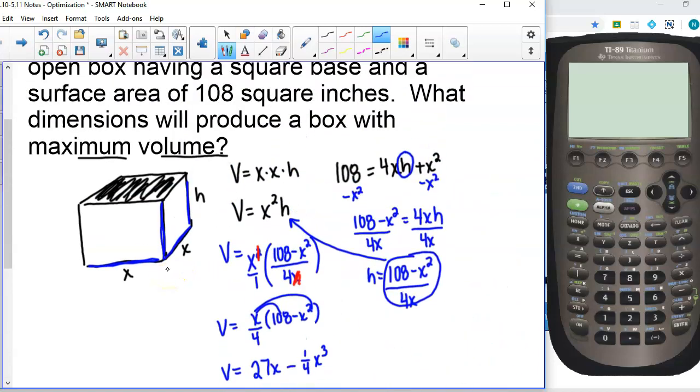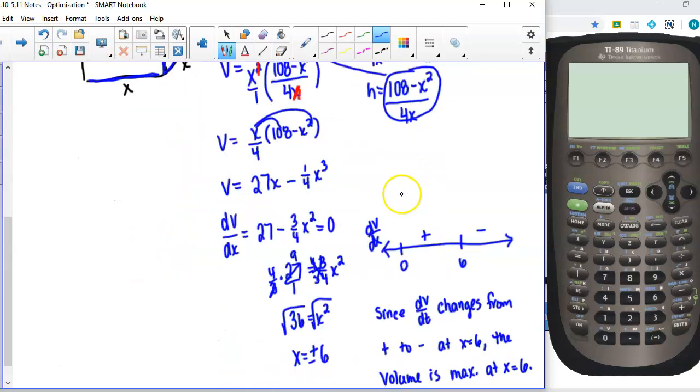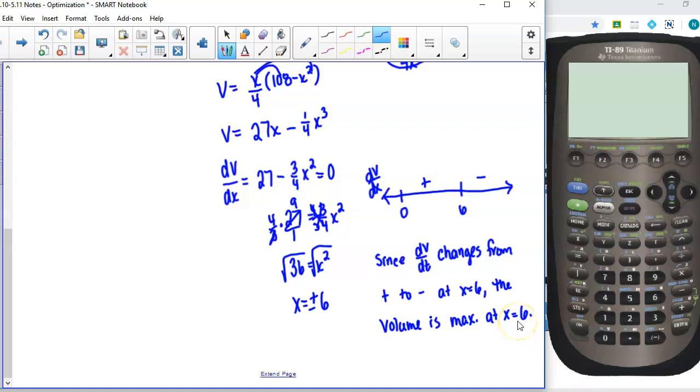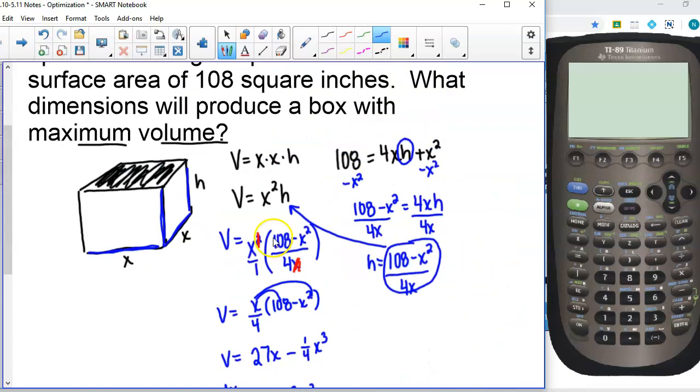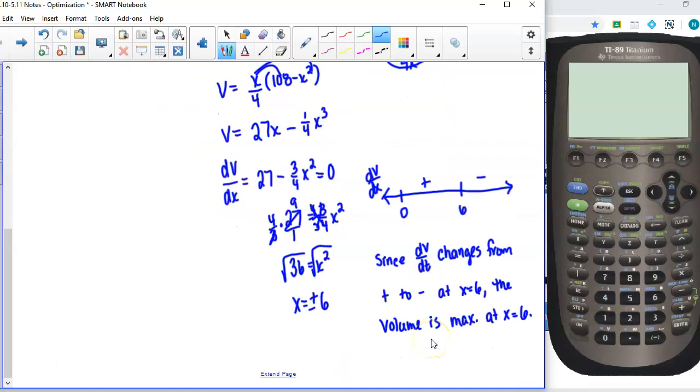And it does ask what dimensions will produce the maximum volume here. So 6 is the length of the sides. I do need to know the height. So for the height, I have to go back to that surface area formula. That surface area formula was 108 equals 4xh plus x squared. We've already found x is 6, so we have 108 equals 4 times 6h plus 6 squared.